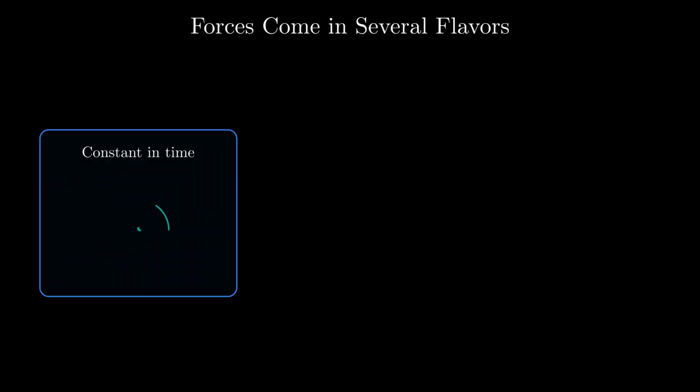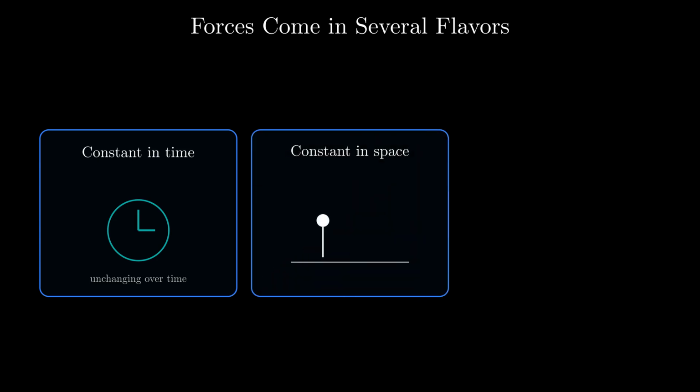Forces come in several flavors. Some barely change from one instant to the next. We call these constant in time. Others barely change from one place to another, constant in space. The gravitational pull on an object near the Earth's surface is a fine example. Step across the room and it holds essentially steady.